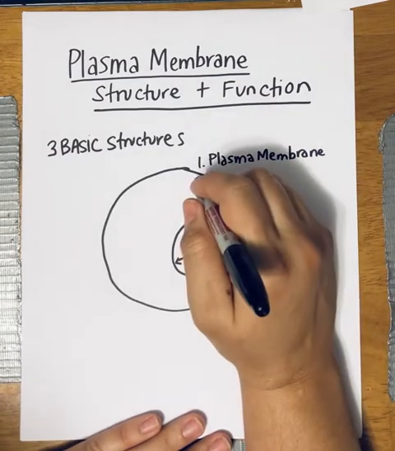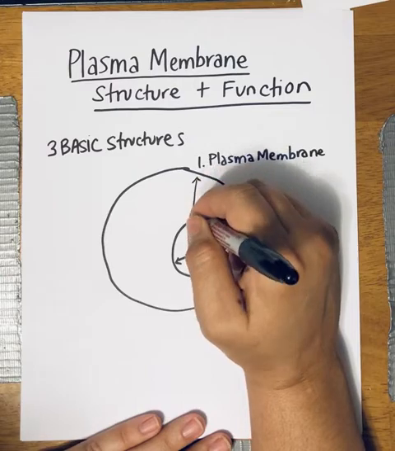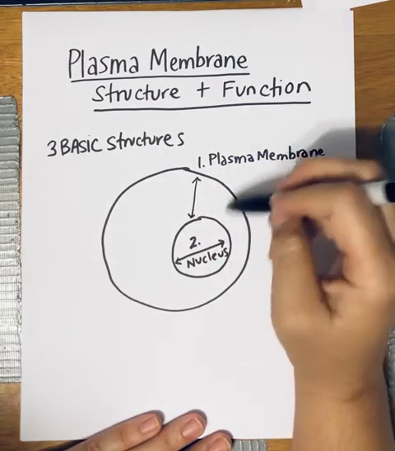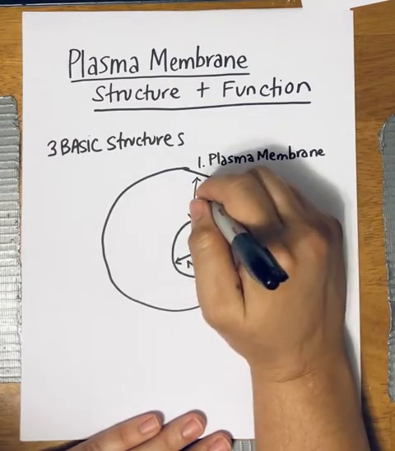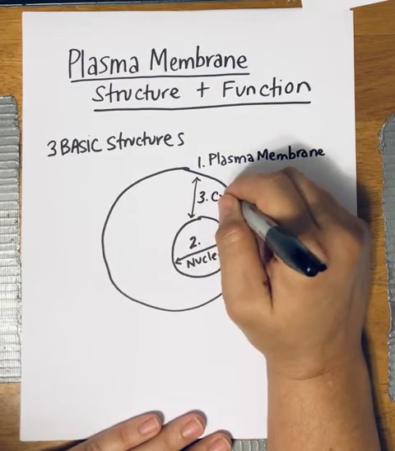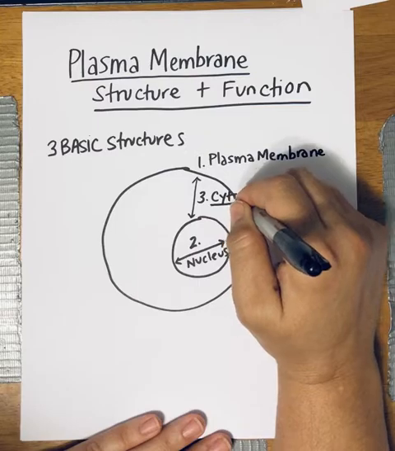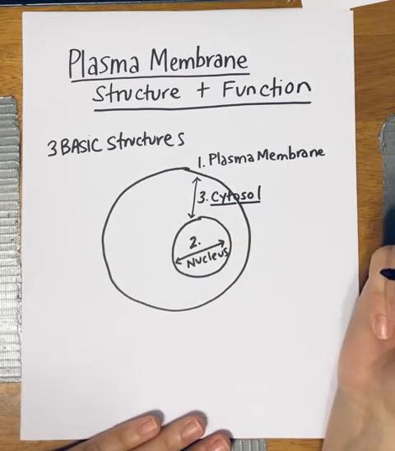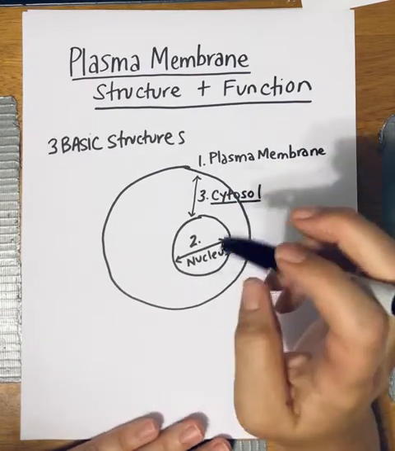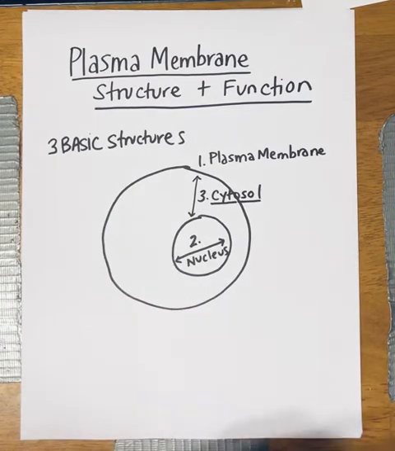And then the third thing, I always like to draw in between these two, between the plasma membrane and the nucleus. Number 3 is called your cytosol. Now the word cyto means cell, and the word sol means solution. So the cytosol is going to have the cytoplasm, which is a jelly-like substance. It's also going to have organelles, and it's going to basically have the cytoskeleton.